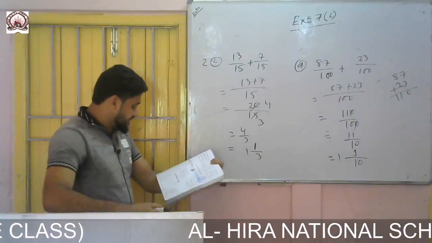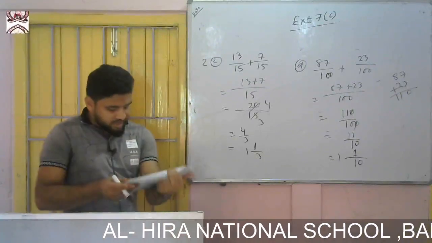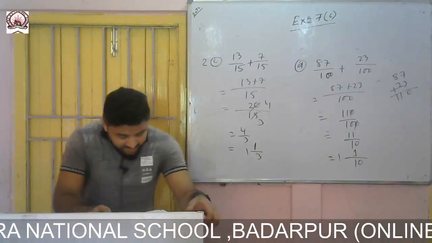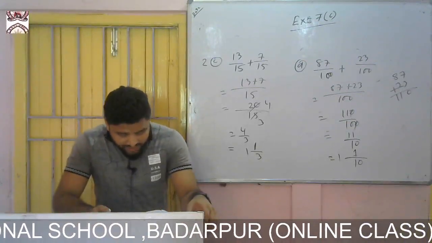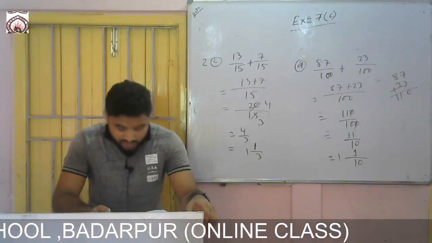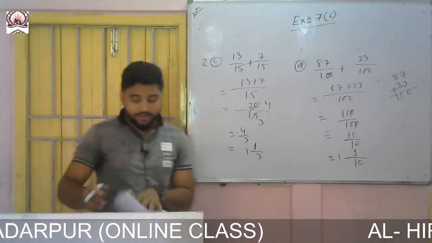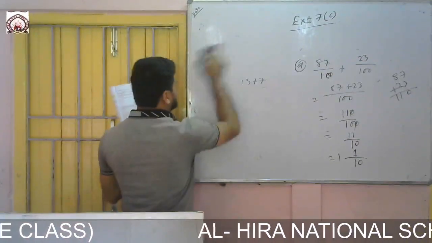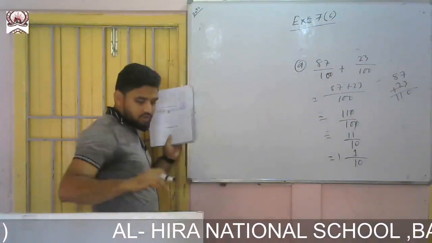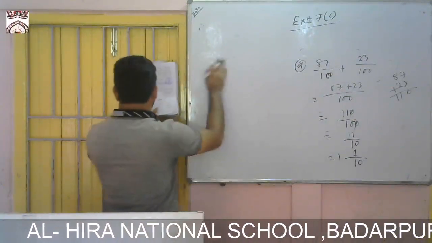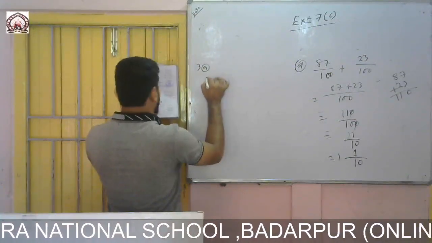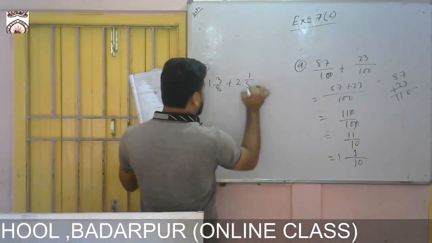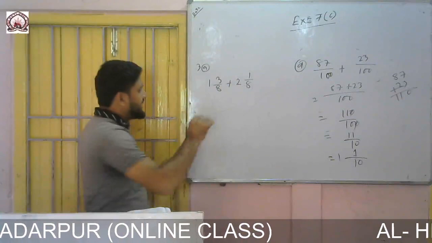Now come to question number 3. Okay, so question number 3 is 1 3 by 8 plus 2 1 by 8, 5 by 6 plus 3 1 by 6. So first you break the mixed fraction, then you add. So question number 3, 1 3 by 8 plus 2 1 by 8. So first you break the fraction.